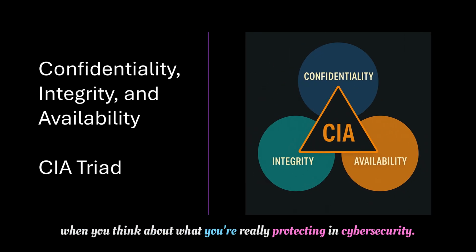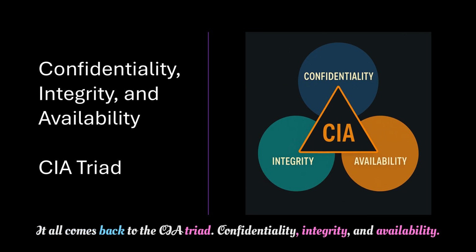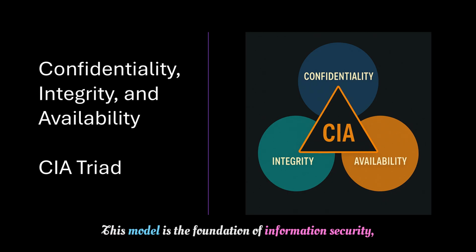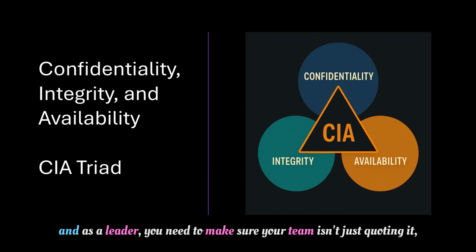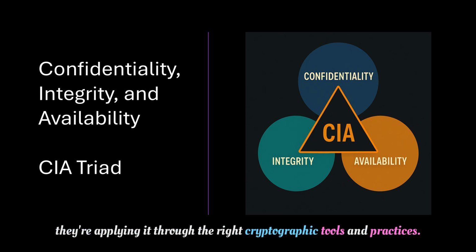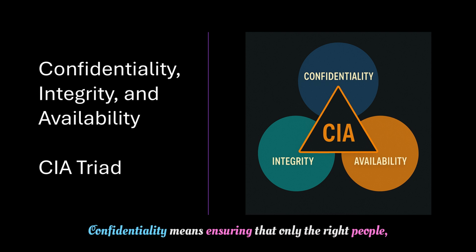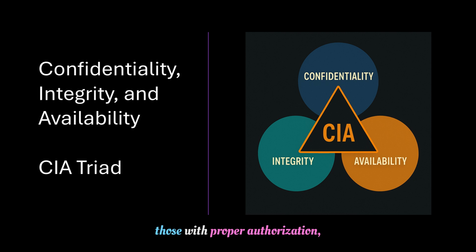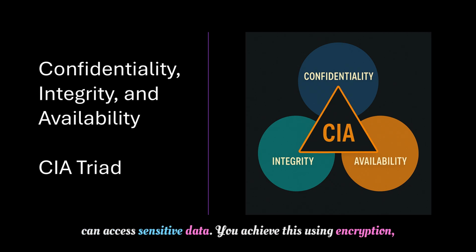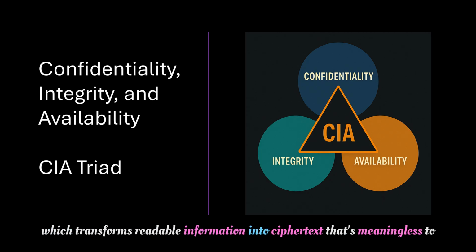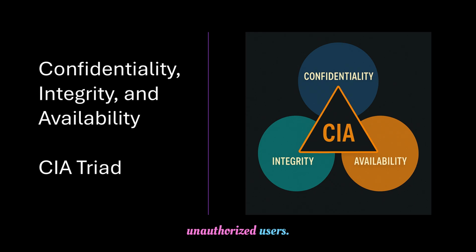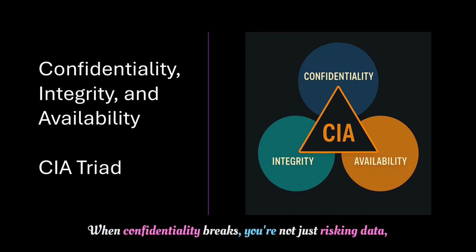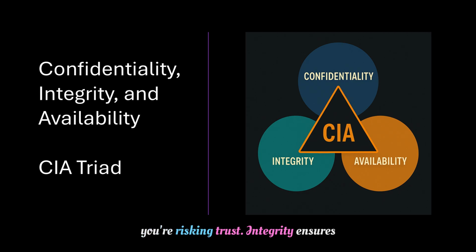When you think about what you're really protecting in cybersecurity, it all comes back to the CIA triad: confidentiality, integrity, and availability. This model is the foundation of information security, and as a leader, you need to make sure your team isn't just quoting it, they're applying it through the right cryptographic tools and practices. Confidentiality means ensuring that only the right people, those with proper authorization, can access sensitive data. You achieve this using encryption, which transforms readable information into ciphertext that's meaningless to unauthorized users. When confidentiality breaks, you're not just risking data, you're risking trust.